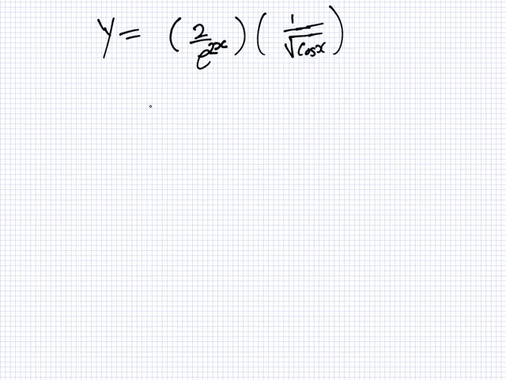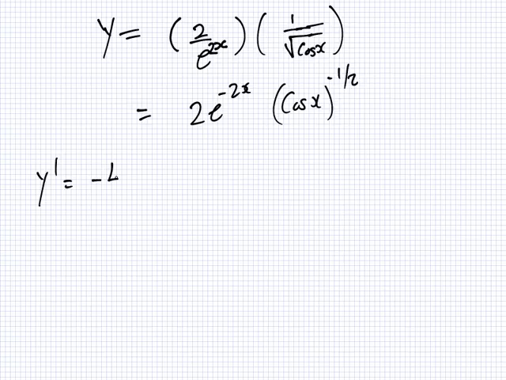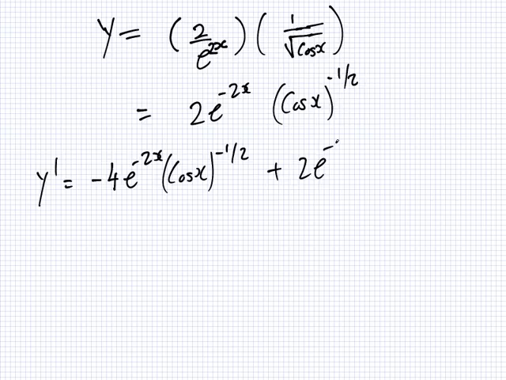Oh, good. So, you can change this into 2e minus 2x cos x minus a half. What rule do we need here? And chain. So, first we differentiate this, which is a chain rule. So that'd be minus 4e minus 2x cos x minus a half. And then we need to differentiate cos x minus a half.